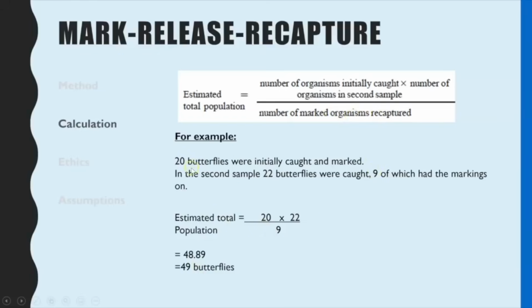So in this example, my sampling mark, release, recapture method would give me an estimate of 48.89. But because we're talking about animals, you do have to round up or round down. So I'm going to be rounding up in this case, and I'd be estimating that in that particular habitat, there are 49 of that butterfly species. So that would be our estimate of the population.